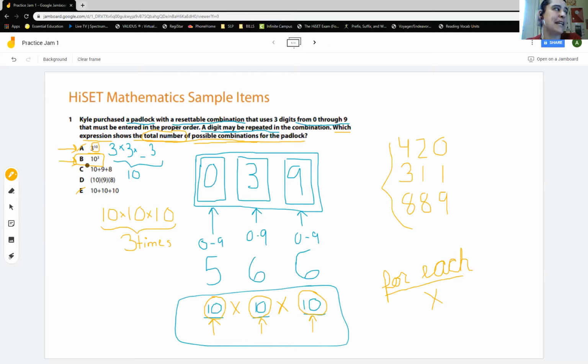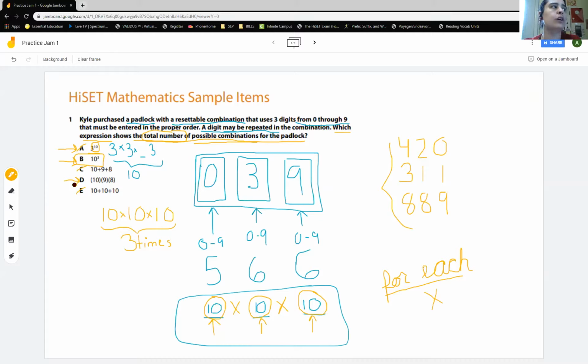The same is true with C. In this case, they're using 10, 9, and 8, but again, they're adding. And we already know that this problem involves the idea of multiplication, that for each position, we have 10 possible digits that could be in position 1, 10 possible digits that could be in position 2, and 10 possible digits that could be in position 3. So this is an idea of multiplication, not addition. Now let's look at possibility D. So this one, when you see numbers put next to each other using parentheses like this, that does mean that they are trying to multiply those numbers together. So this is multiplication. They're multiplying 10 times 9 times 8.